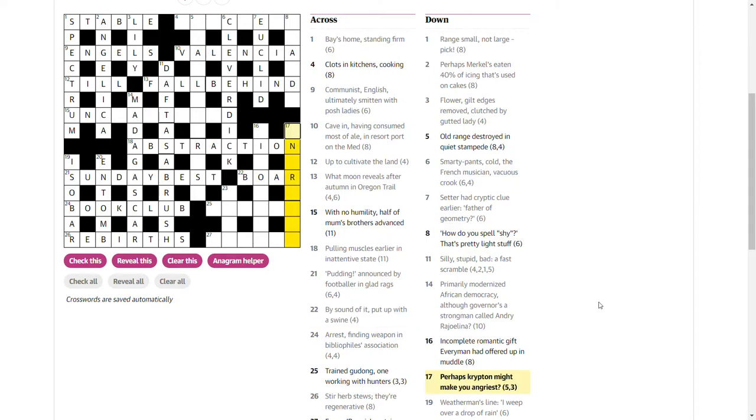Perhaps Krypton might make you angriest. Krypton. Is that a gas, Krypton? Inert gas. An anagram of angriest. Perfect. Perhaps Krypton may... I don't know what the U is doing there. I think that's a bit of crossword license.